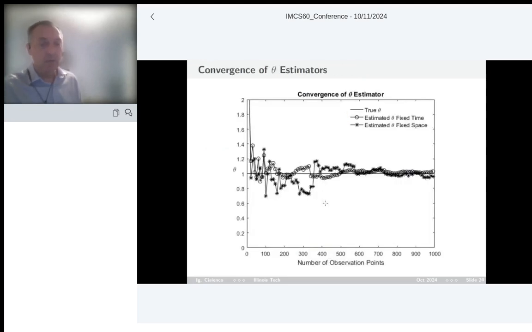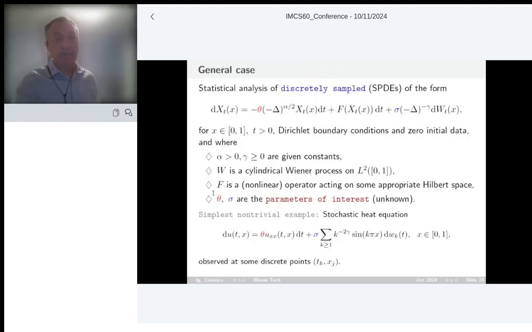Now, the question is, what else can we do? Maybe a graph that shows that indeed everything converges where it's supposed to converge. So in the last several minutes that I have, let me give you a glimpse of what is happening in general. Okay, so this idea can be elevated to much more general SPDEs.